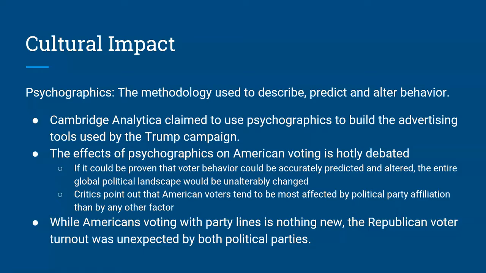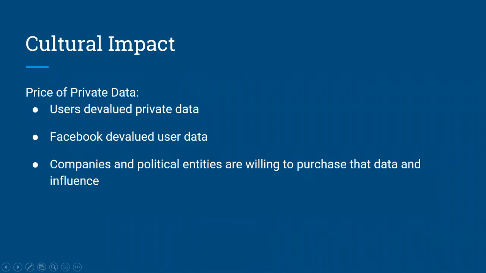The second part of the cultural impact of the Cambridge Analytica data breach is the price of our private data. To understand what the problem is and how this data breach could potentially change things, we need to understand something about Facebook. We aren't actually Facebook's customers. We don't provide any significant monetary contributions to the company by having an active account. Facebook makes its money through advertising. We're actually the product that Facebook sells. Specifically, our data is what Facebook sells.